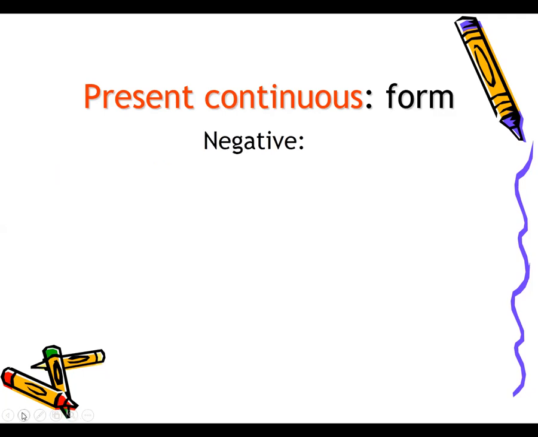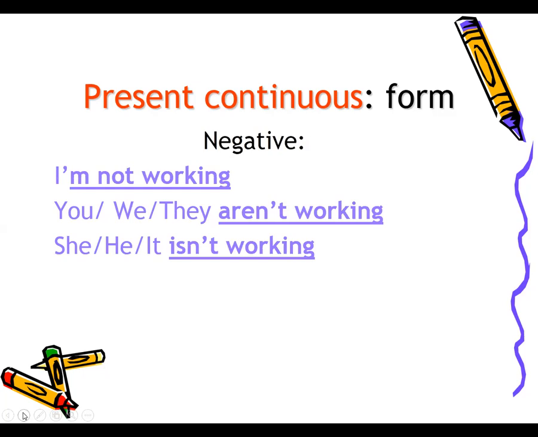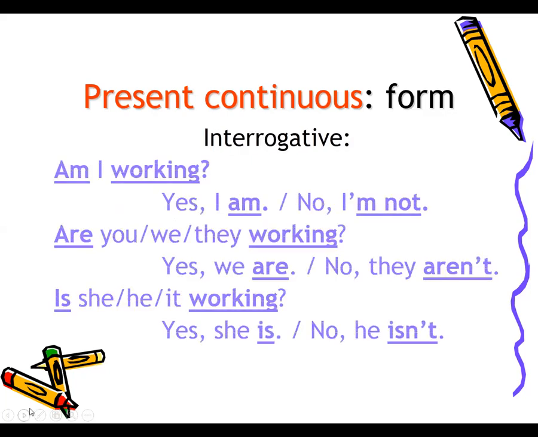Now, in order to make it negative, you simply have to add not before the verb form, the verb with ing. I am not working. You, we, they are not working. He, she, it isn't working. The structure of the sentence will remain the same, only not will be added before the verb ing form. Now if you want to make it interrogative, then am is and are.